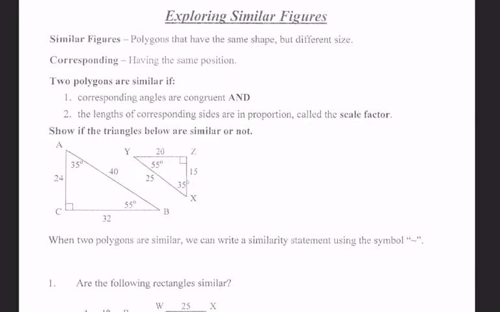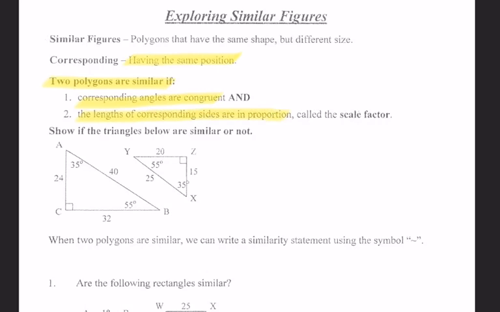Okay, today we're going to look at similar figures and review those. Now that was something that you guys must have learned in the past, and since we're going to be using this concept, we're going to review it right now. So, if two polygons are similar, then their corresponding angles are congruent, and the lengths of the corresponding sides are proportional. Okay, corresponding just means having the same position.